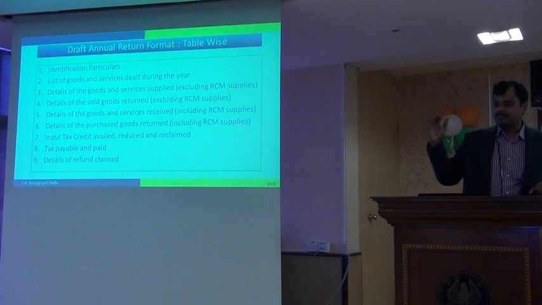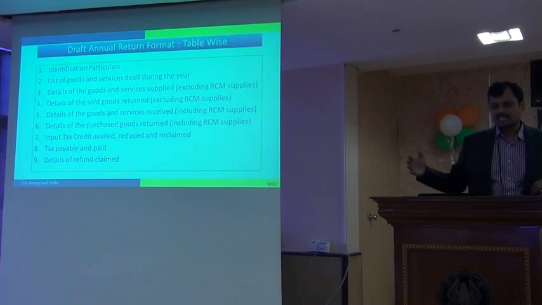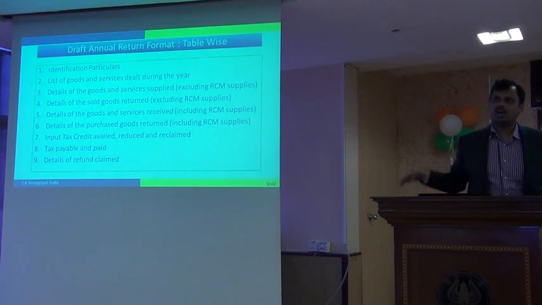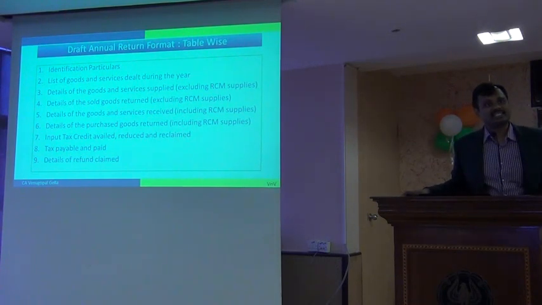All my outward supplies excluding RCM, the taxes, goods sold and goods returned, goods purchased and goods returned, input tax credit availed and reversed, tax payable and tax paid, refund claimed and refund received. So you would be summarizing all the transactions of the full financial year. If you have to make any corrections thereon, you will make the corrections and file your annual return.